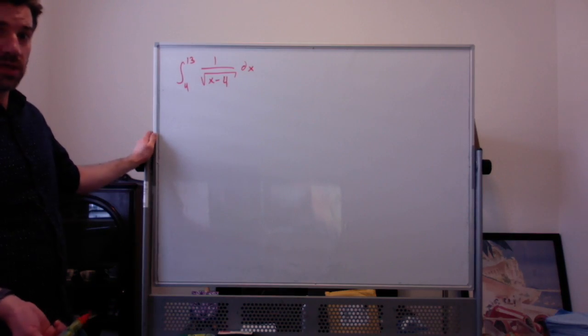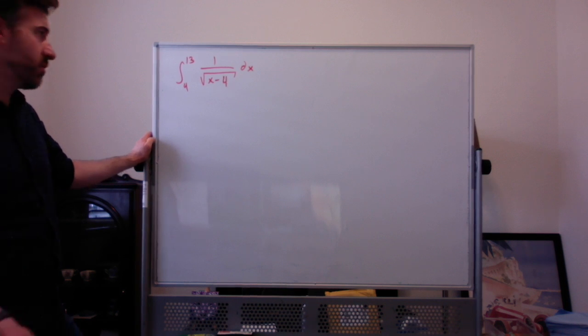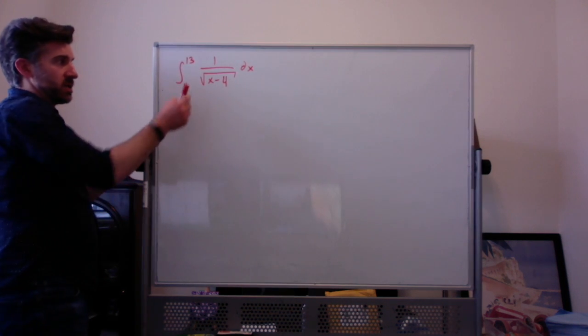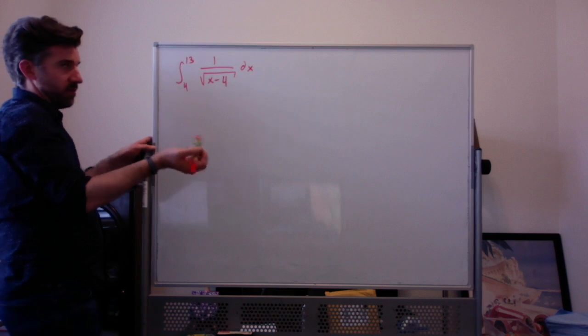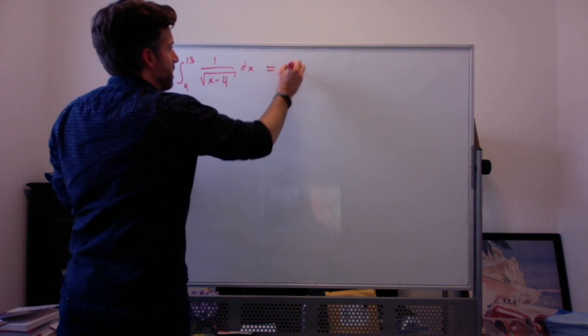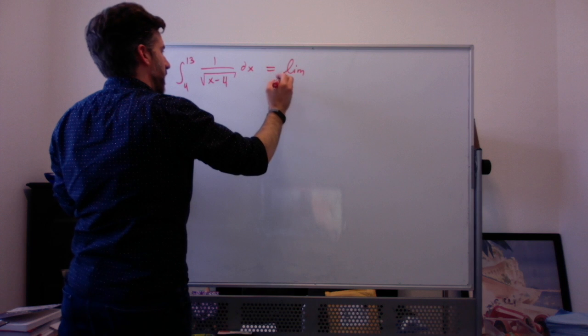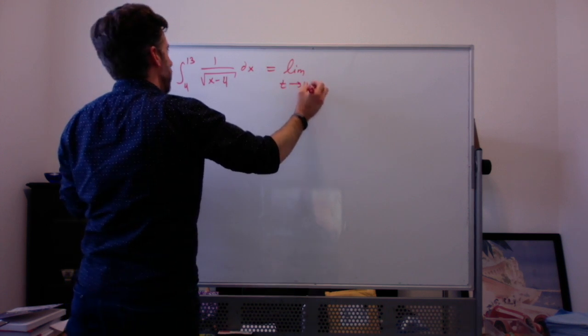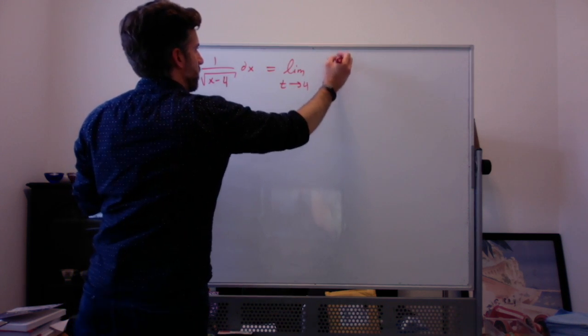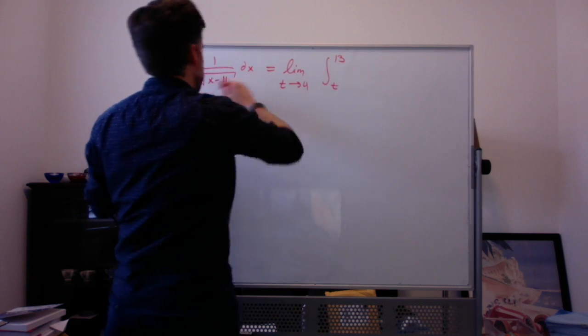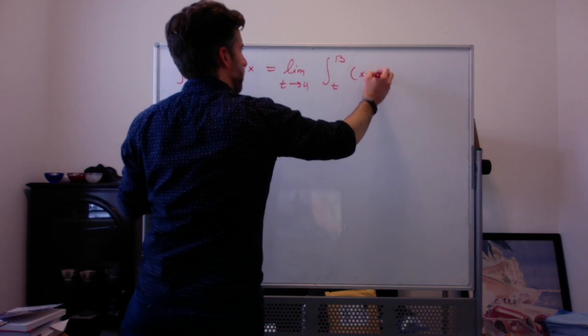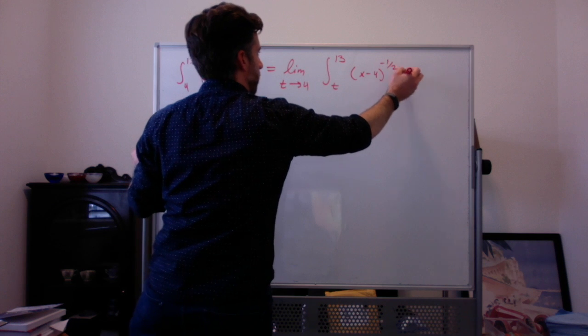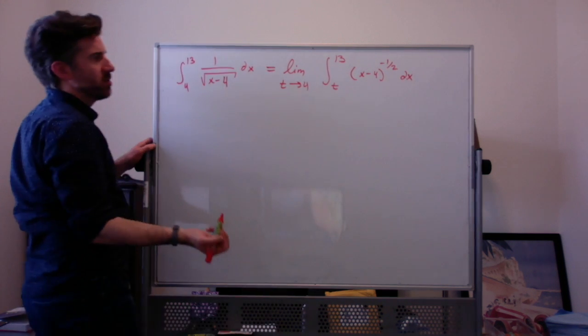The integral from 4 to 13 of 1 over the square root of x minus 4. So clearly 4 is an issue, because if I plug in 4, I get 0 on the bottom, and dividing by 0 is undefined. So write this as the limit as t approaches 4 of the integral from t to 13. And I'm going to rewrite this as x minus 4 to the negative 1/2.